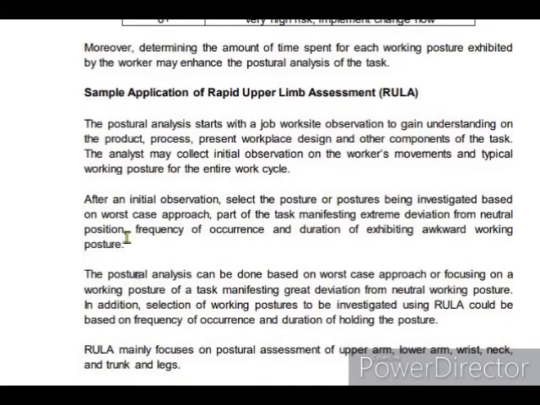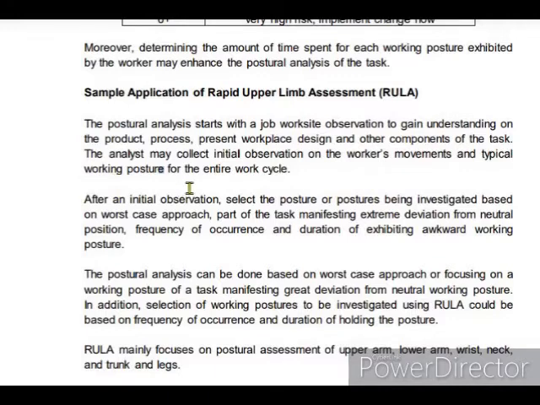Ito, application na tayo. So, the postural analysis starts with the job works site observation to gain understanding on the product, process, present workplace design, and other components of the task. So, hindi ka basta-bastang magbibigay ng computation, guys. Kailangan intindihin muna. Okay? Intindihin mo muna yung process. Okay? So, dapat maintindihan natin muna yung lahat ng aspeto ng trabaho ng worker bago tayo mag-proceed sa computation.